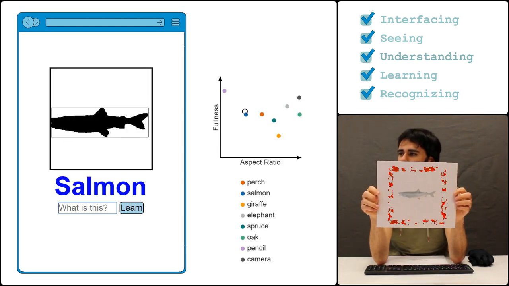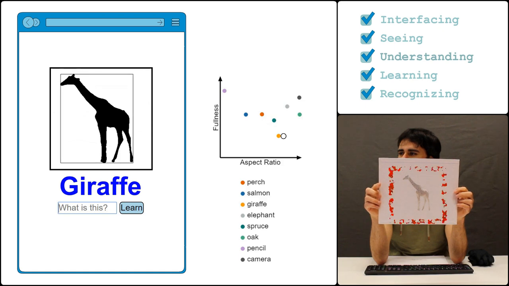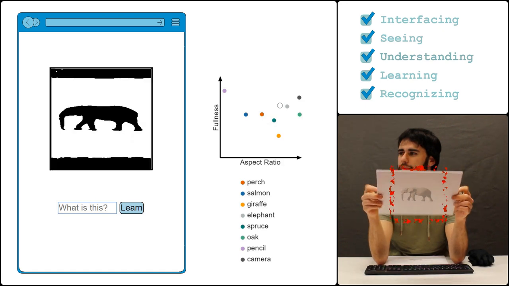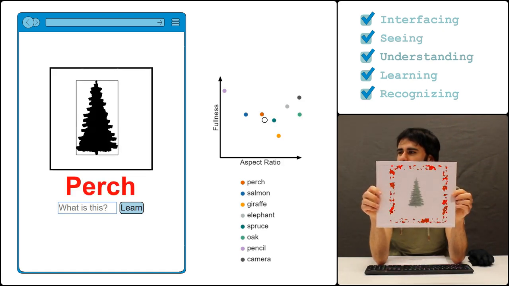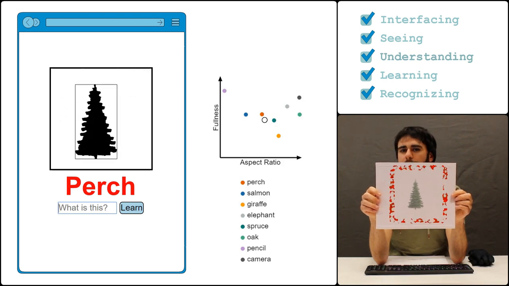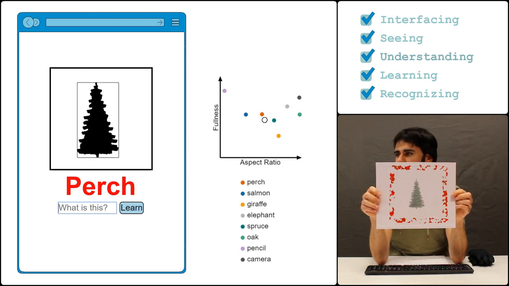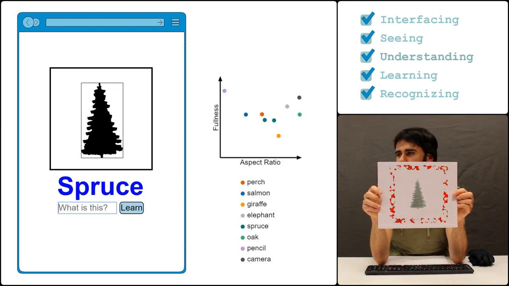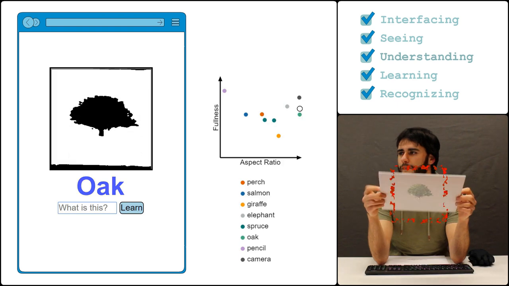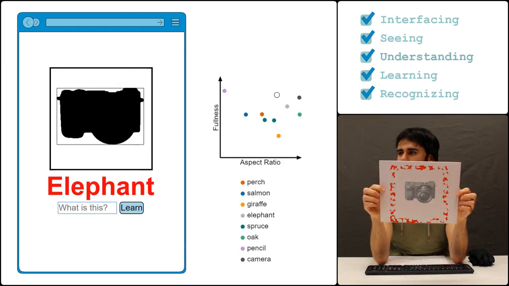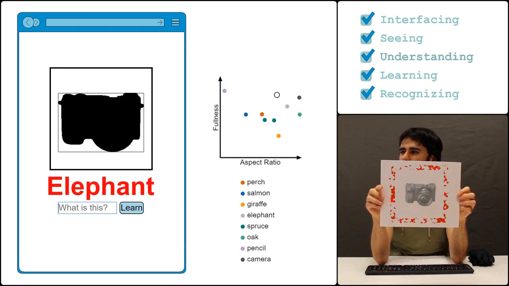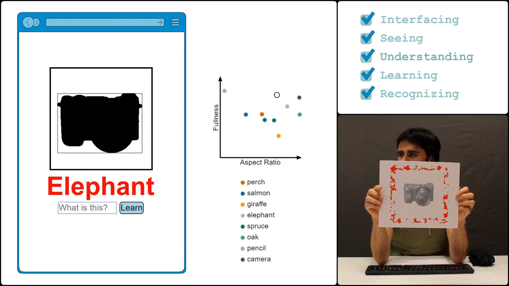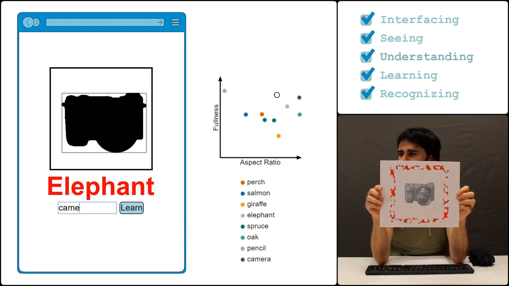Yes. Yes. Yes. Yes. This is not a fish. What we can do now is tell it this is a spruce and just go on. Yes. Yes. Nah. Another mistake. This camera is quite different from the first one we showed. Okay, it will learn this too. This is a camera.